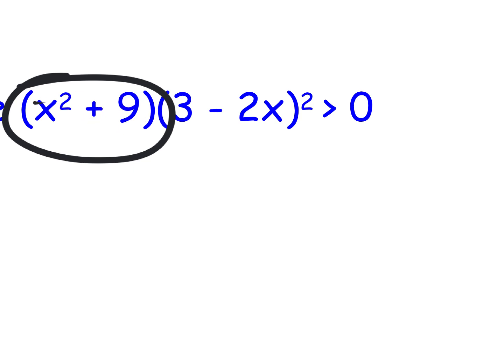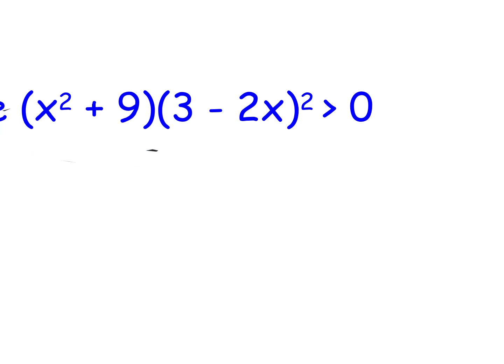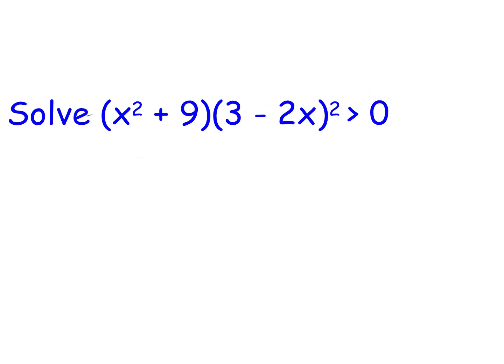But can we factor the next one? Nope, the next one you can't factor either. There's nothing to factor there. So I guess you try to factor stuff, so if you can, you should. Then the next step is you put a number line and you figure out what makes each part 0.